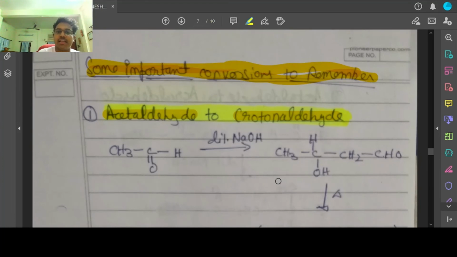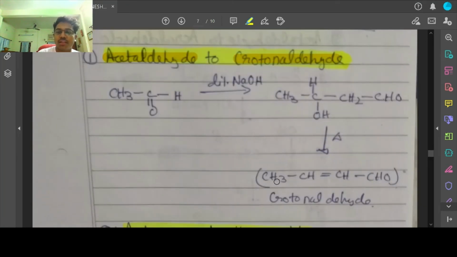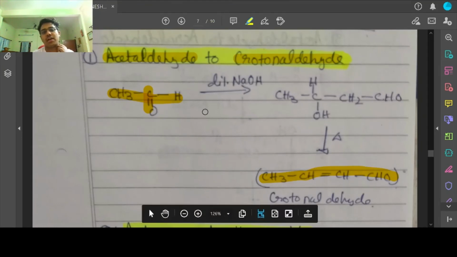So acetaldehyde to protonaldehyde. So what is protonaldehyde? This compound is known as protonaldehyde. This is acetaldehyde, I hope you know this. Acetaldehyde is acetal and aldehyde, and this is protonaldehyde. Okay, so how do you form it? It is formed by the aldol condensation.